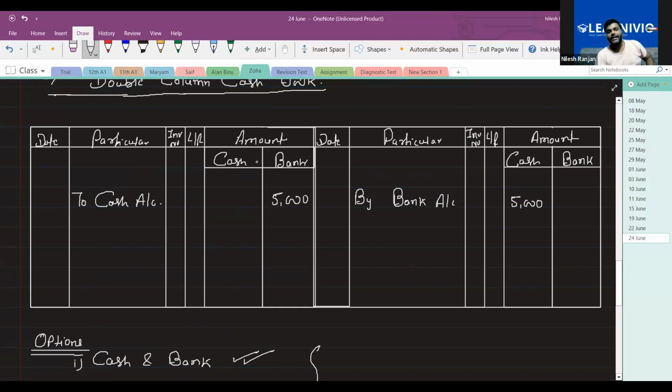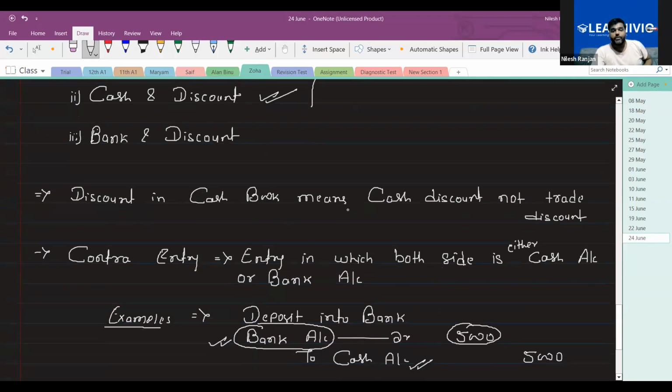Actually, if you are following cash and bank account, meaning you are writing cash and bank columns in the double column cash book, then only the contra entry concept will be applicable. Okay, is that clear? Yeah, it's clear. So if it is cash and discount, then no contra entry. If it is bank and discount, then no contra entry. There should be cash and bank columns on both sides. Yes. Okay.